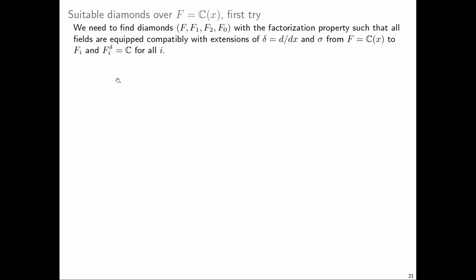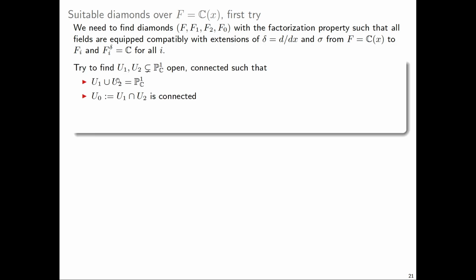So let's first try the following. Try to find open connected subsets of the Riemann sphere such that they cover the whole sphere and the intersection is connected. Because then, if you consider the field of meromorphic functions on these sets, this is a diamond with a factorization property. You also have differentiations on each of them, no new constants. But how can you get extensions of the sigma shift?